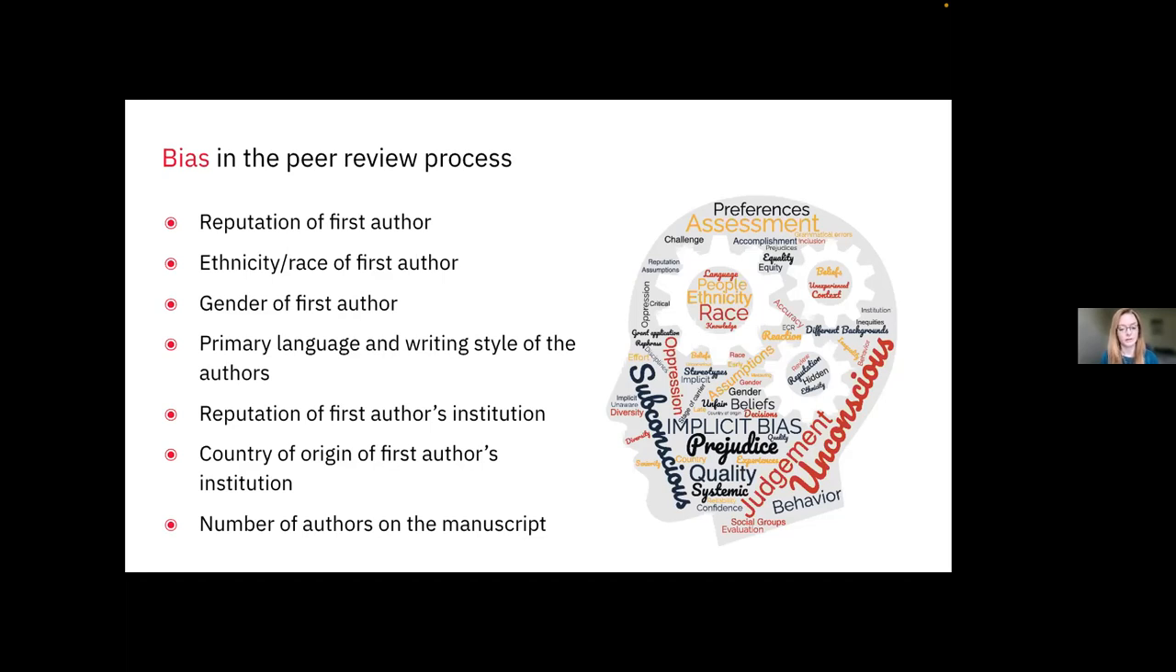Biases can also stem from historic systems of oppression, by which I mean discriminatory institutions, structures, norms, policies, and practices that are embedded into our society and are used to oppress groups of people.